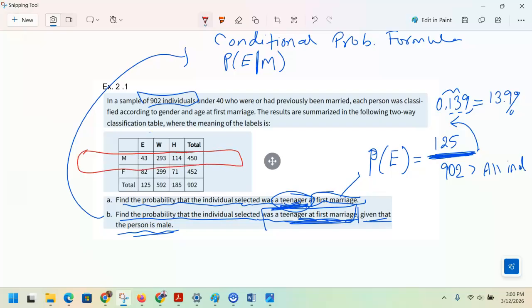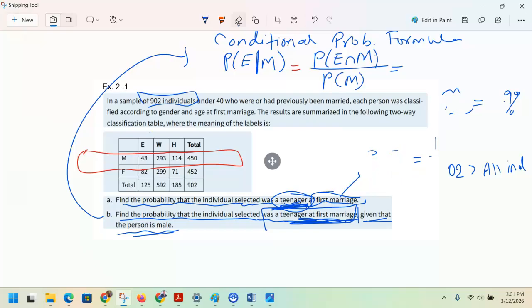Now first write the formula. The formula is the probability of E as well as M. That means he's in his 20s and he's a male. Divide by the probability that he is a male. So this is how we write it down. And now let's write the probability.